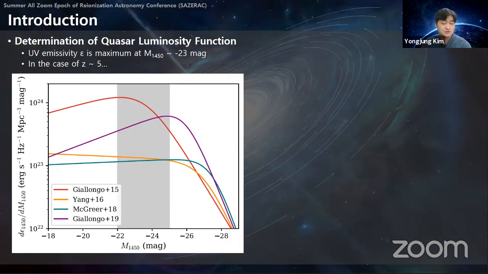And this figure shows the differential emissivity distribution as a function of magnitude derived from the recent quasar luminosity functions at redshift 5. As you can see, the emissivity efficiency peaks at around -23, -24. But unfortunately, due to survey limitations, the number density of quasars in this magnitude range is still uncertain.